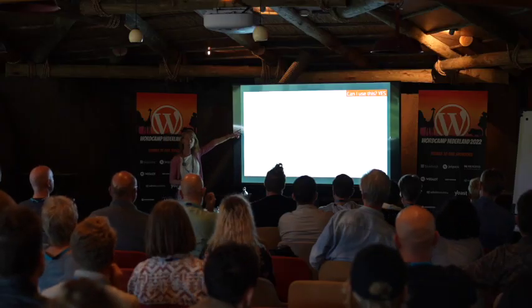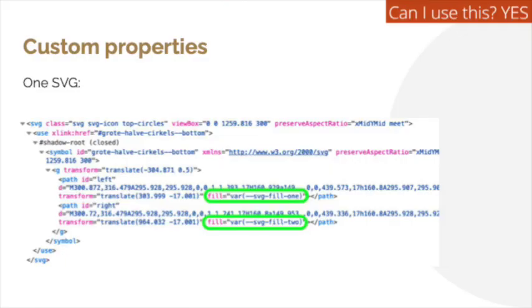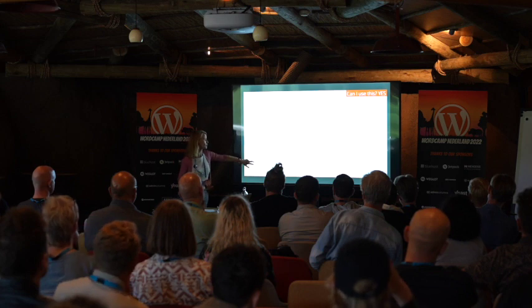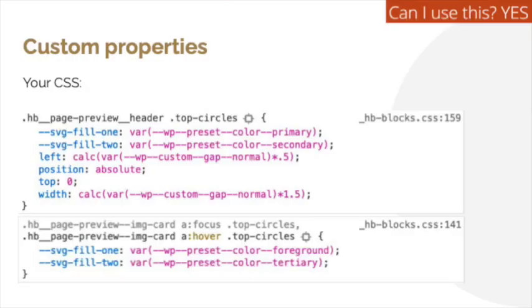Normally these variables have the value of the color primary and color secondary. If the preview block is in a hover state, the values of my custom properties change, and I get the animation with only one SVG in one thing.